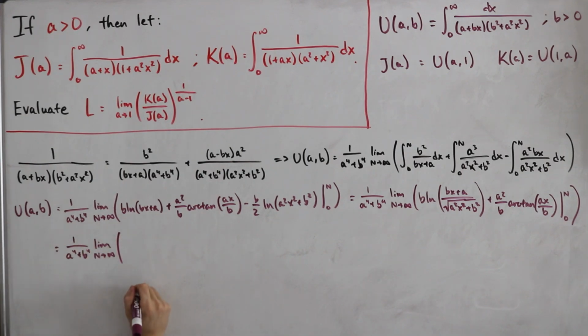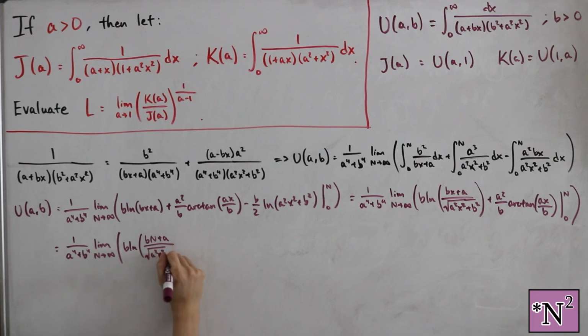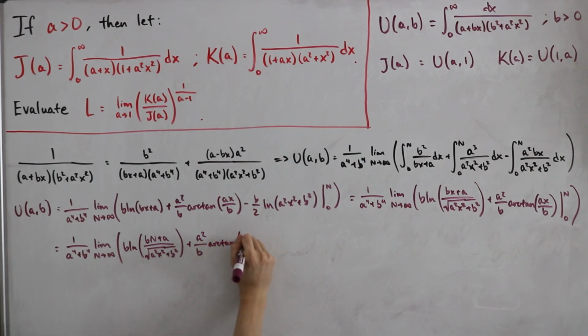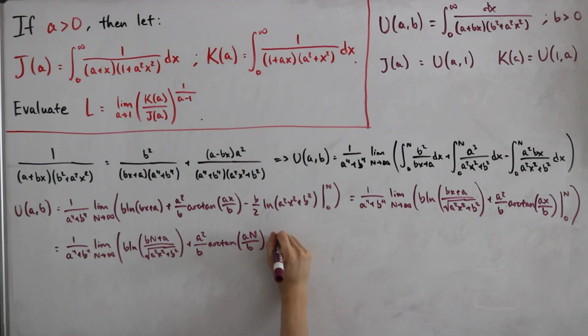So if I plug in n and 0 for everything and then take the subtraction, we're going to have b times the natural log of b to the capital N plus a, and then divided by the square root of a squared x squared plus b squared. Add this with a squared divided by b, and then arctan of a times capital N, and then divided by b, then subtract b multiplied by the natural log of a subtract b.